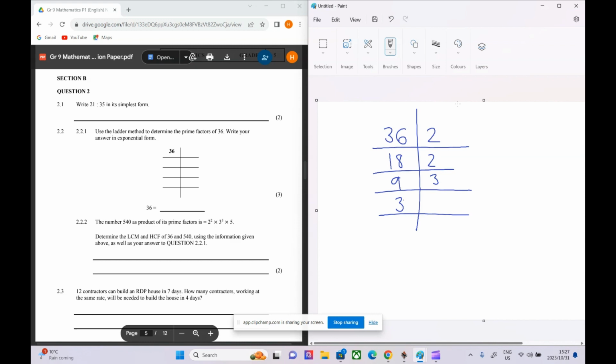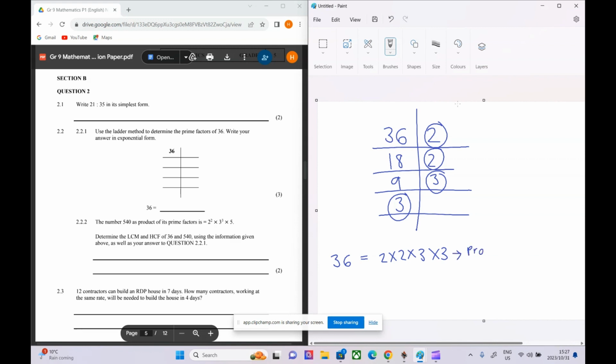And as soon as we hit this where the bottom number is also a prime factor, then we know we've gone as far as we can. They want us to write our answer in exponential form, so we're just going to circle all the prime factors, so 2, 2, 3, and 3. Those are all our prime factors. And then we write it as 36 is equal to, okay, so if you write 2 times 2 times 3 times 3, that is technically the answer, but this is in product form.